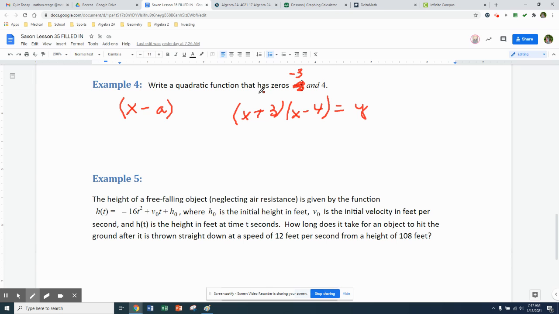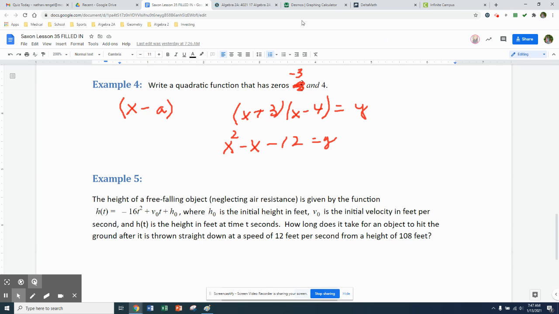If I have two factors, two binomials like that, I'm just going to FOIL these out. So it's going to be x squared. My outsides are going to be -4. Insides are going to be +3, which add up to make -1x. And then my last, 3 times -4, ends up being -12. So there would be my function, x squared minus x minus 12 equals y.